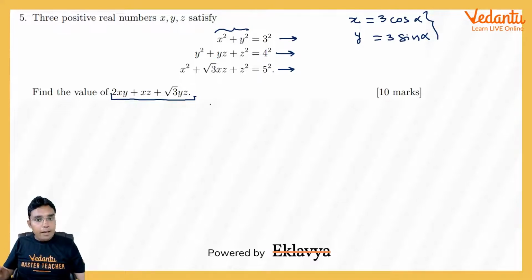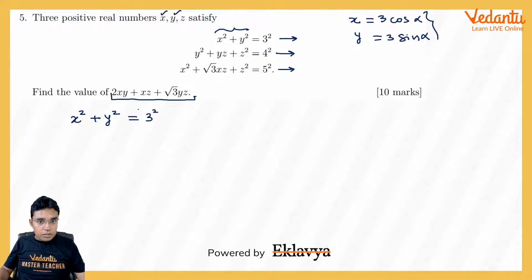Now to do this question, please understand, my first equation is actually reminding me of a right angle triangle whose sides could be x, y, and 3. 3 will be the hypotenuse, and the other two sides will be x and y. And they have given positive real numbers also. So we have every right to take x and y as side lengths of a triangle.